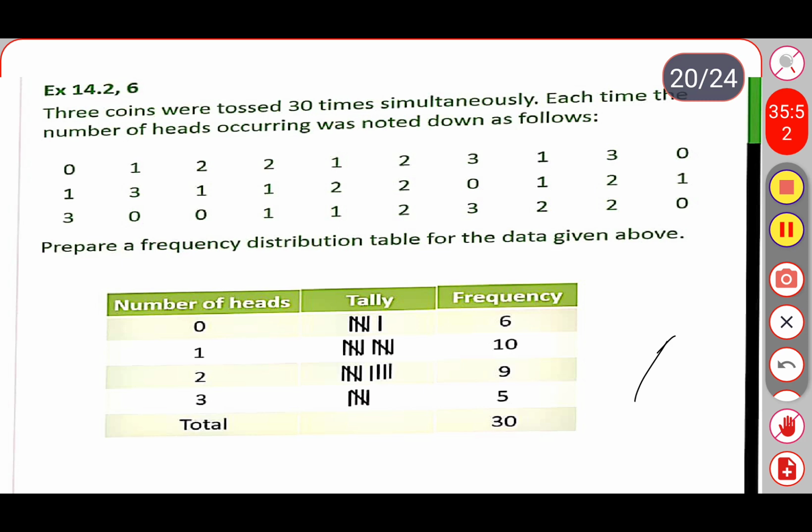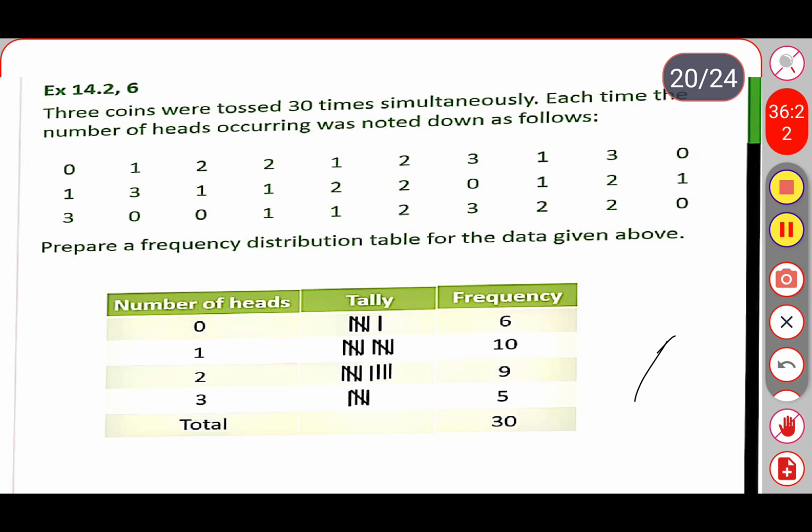So here 3 coins were tossed 30 times simultaneously. Each time the number of heads occurring was noted down as follows. So prepare the frequency distribution table with the help of the given data.